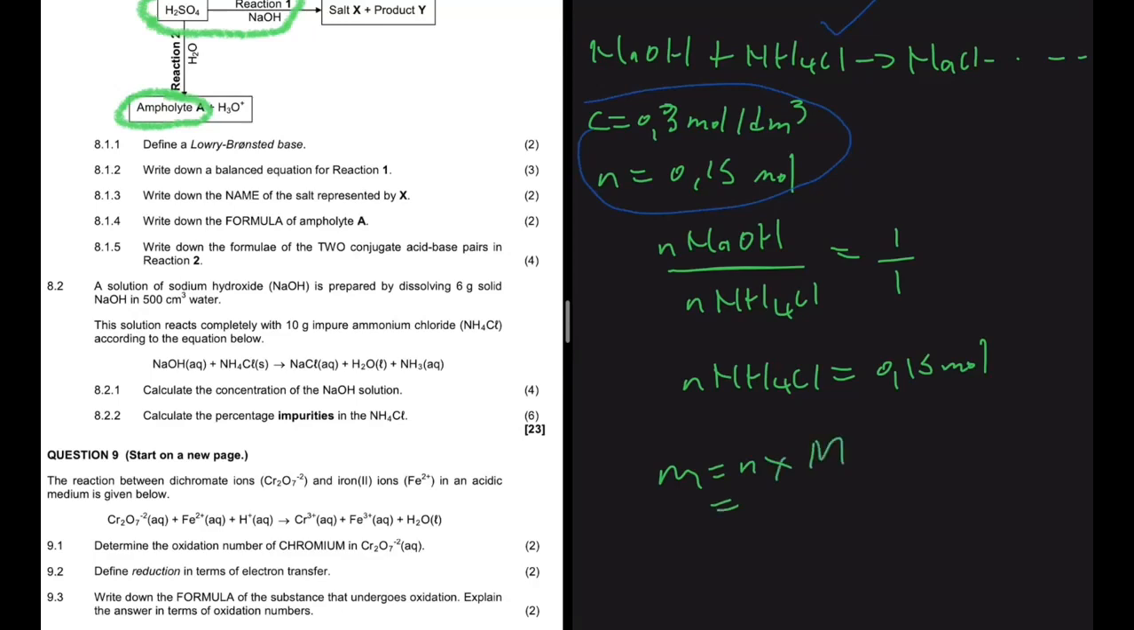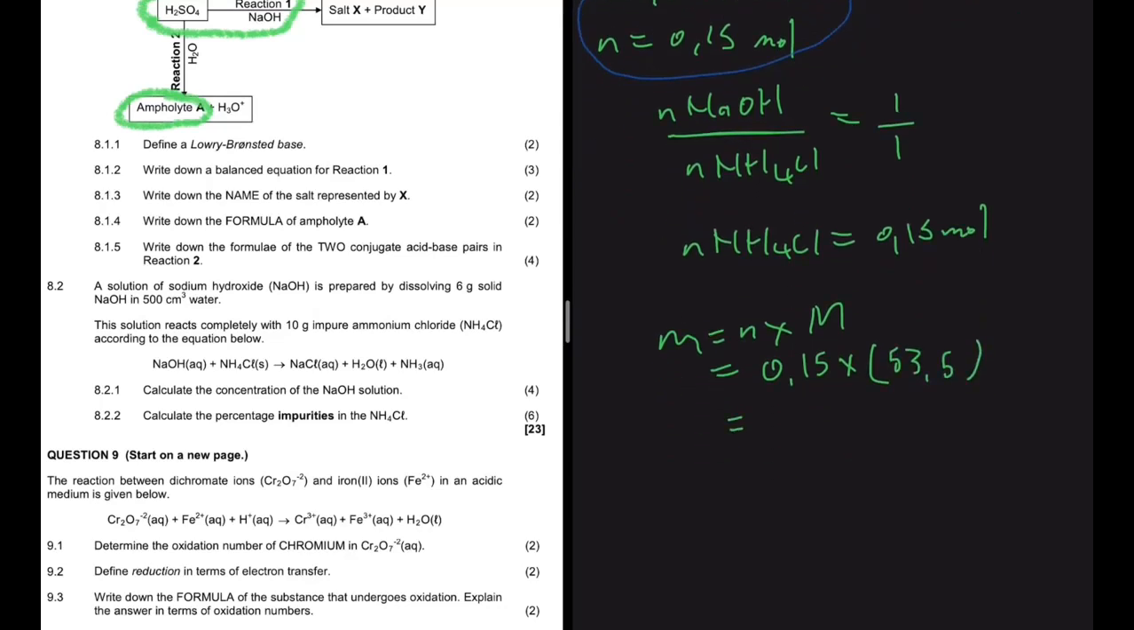We know fully well that the number of moles is 0.15, and now we want the molar mass of NH4Cl. I think it is 53.5, right? So we get a mass of 8.025 grams. So 8.025 grams is pure, and the remainder is impure. We want to find the percentage impurity, not the percentage purity.